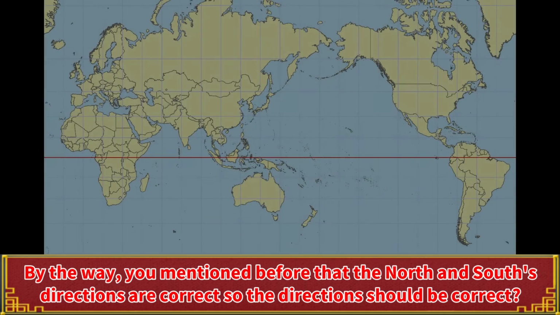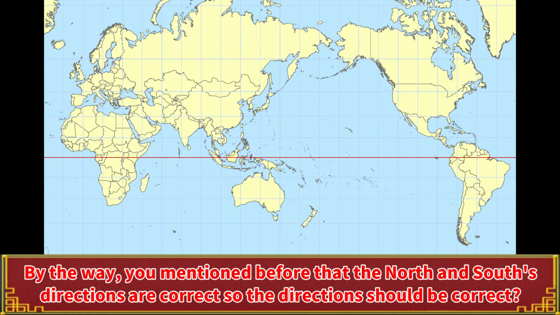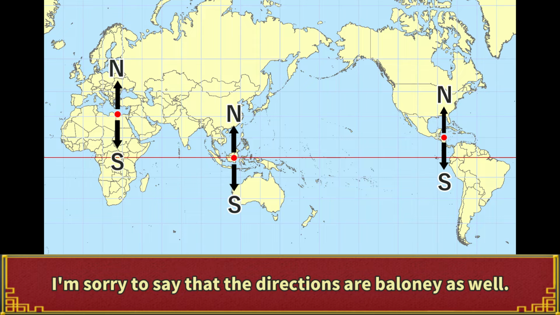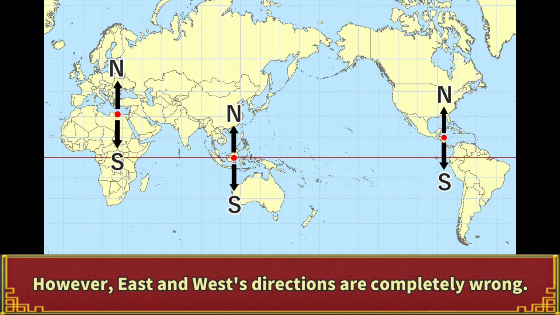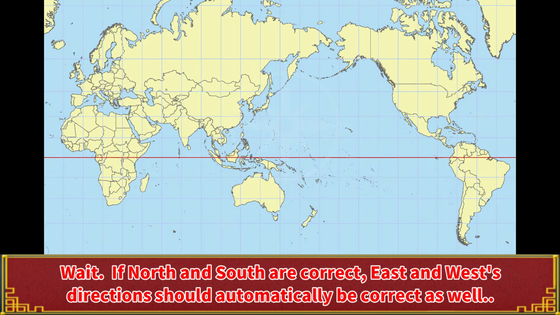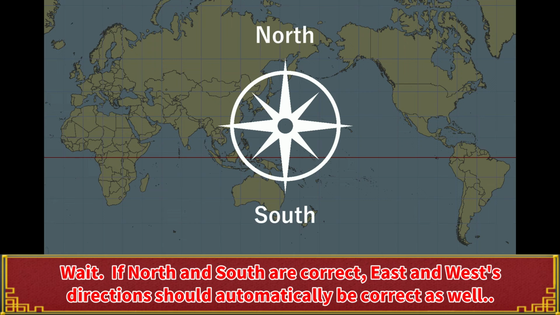By the way, you mentioned before that the north and south directions are correct, so the direction should be correct. I'm sorry to say that the directions are baloney as well. What? Based on my explanation, north and south directions are correct on a Mercator projection. However, east and west directions are completely wrong. Wait! If north and south are correct, east and west directions should automatically be correct as well.